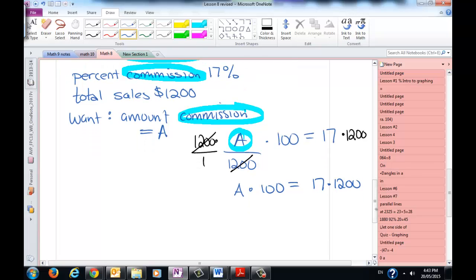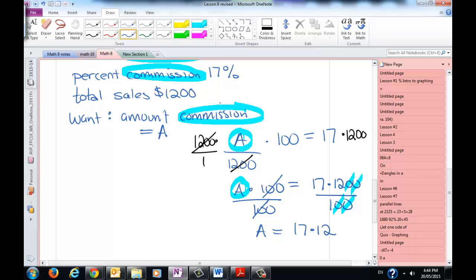I don't know what 17 multiplied by 1,200 is. I can leave it till the very last moment if I want. So I'm going to divide both sides by 100, and this gets my A all by itself now. And that's really nice. And now looking on the right-hand side, I can divide by 10 once. I can divide by 10 twice. So what I'm left with is A is equal to 17 multiplied by 12.